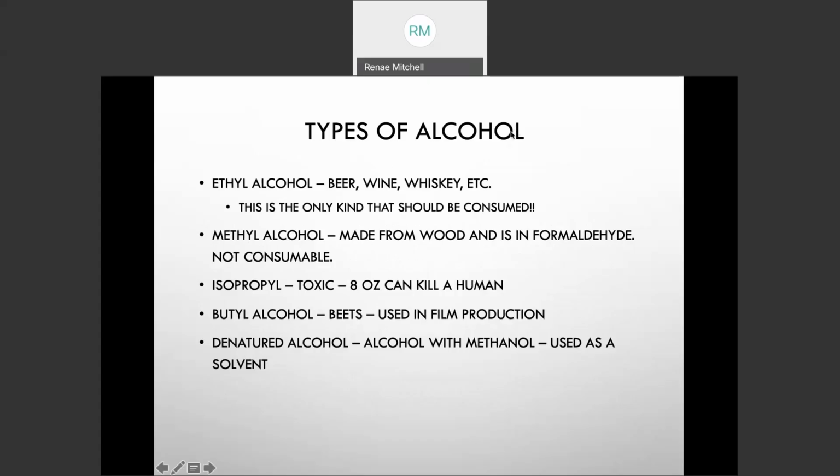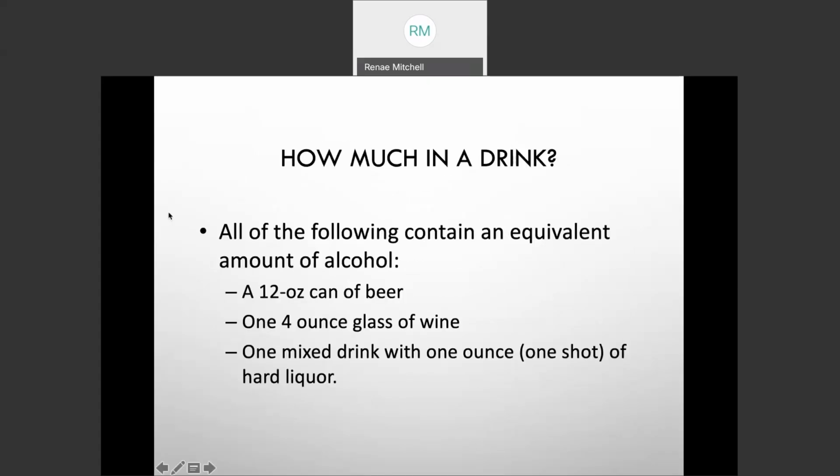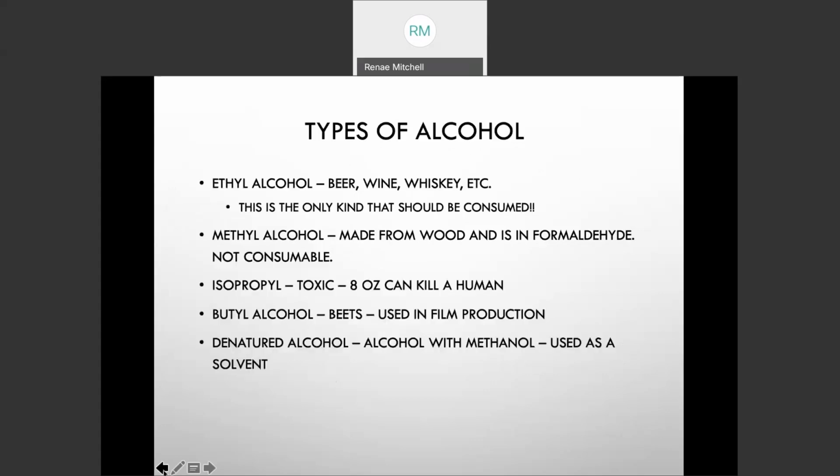There are many different types of alcohol. There's ethyl alcohol, which includes things like beer, wine, whiskey, etc. This is the only consumable alcohol. It's the only alcohol that can be ingested. There's also methyl alcohol, which is made from wood. It's an ingredient in formaldehyde, and it is not consumable. You cannot ingest methyl alcohol without severe toxicity.